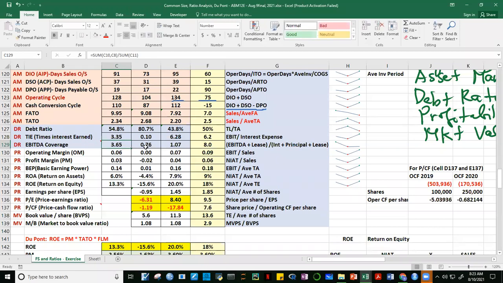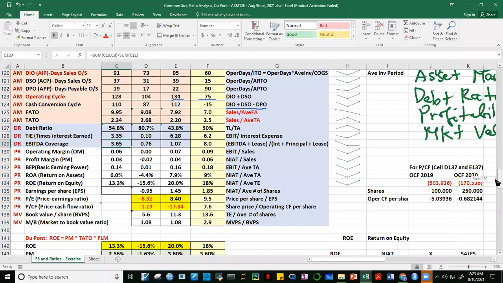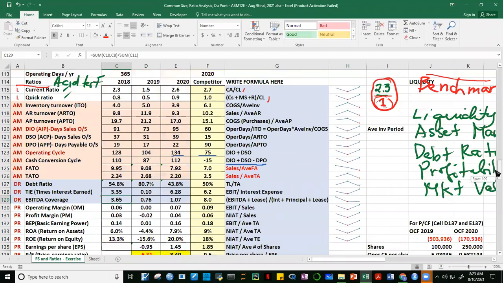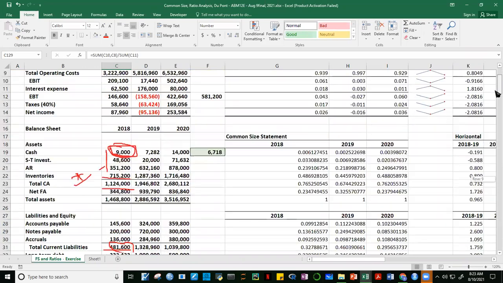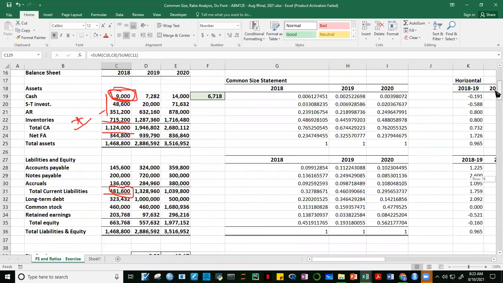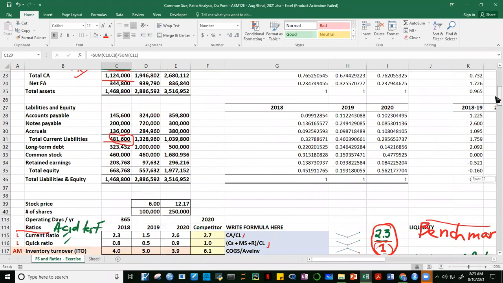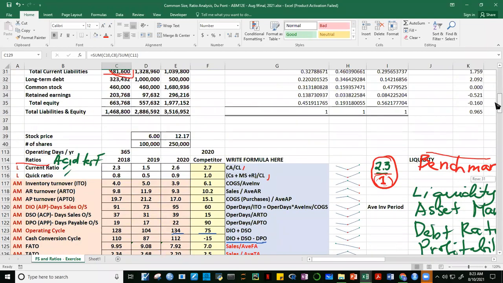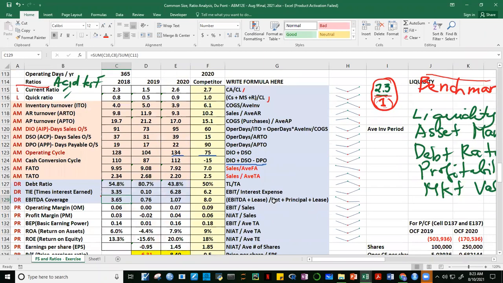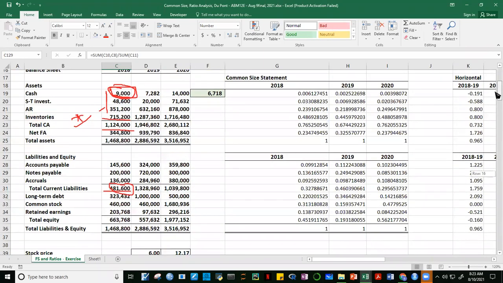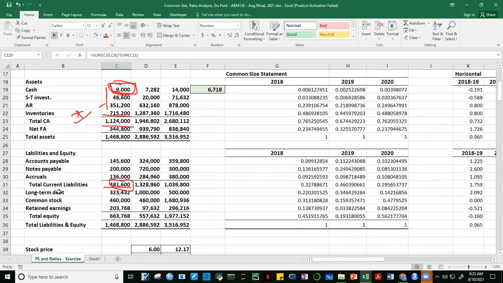Pero dapat tingnan natin, okay, so how do we compute EBITDA coverage for 2018 muna? No? So sa 2018, titingnan natin, guys, kung kailan bumaba yung long-term debt, no? Kasi ito ang sinasabi, di ba? Ano yung formula? Ang denominator, interest plus principal. So kailan nagbayad ng principal? So we will look at that in terms of long-term debt.